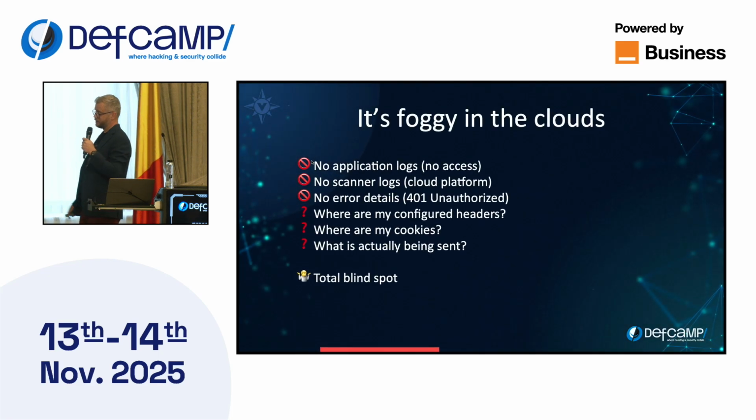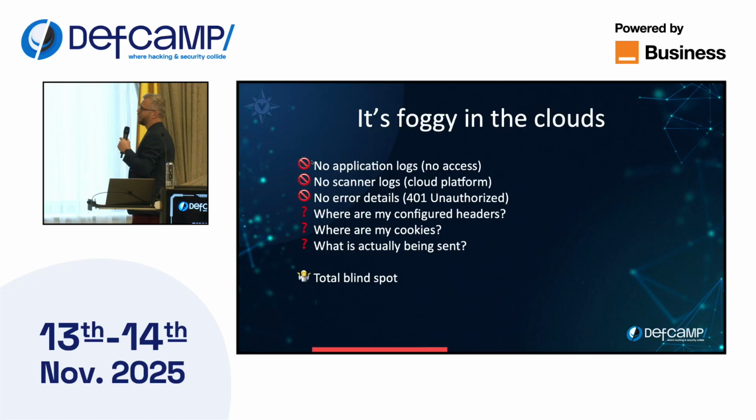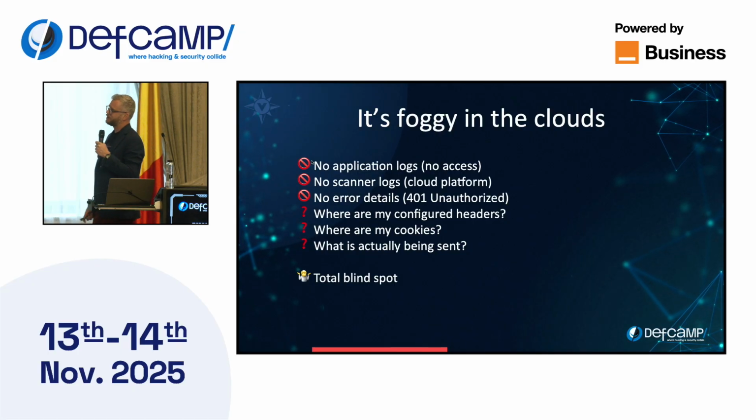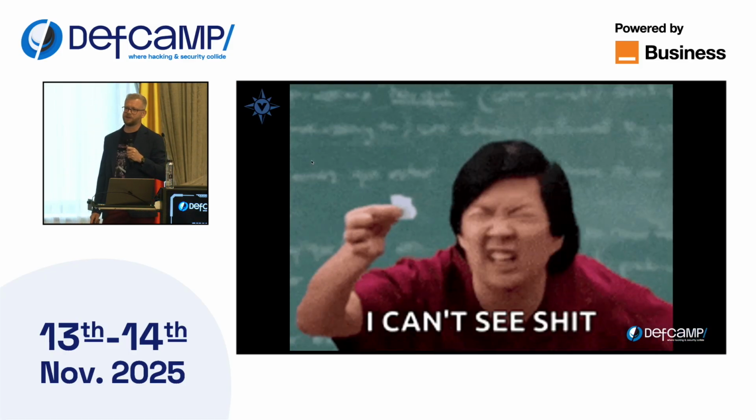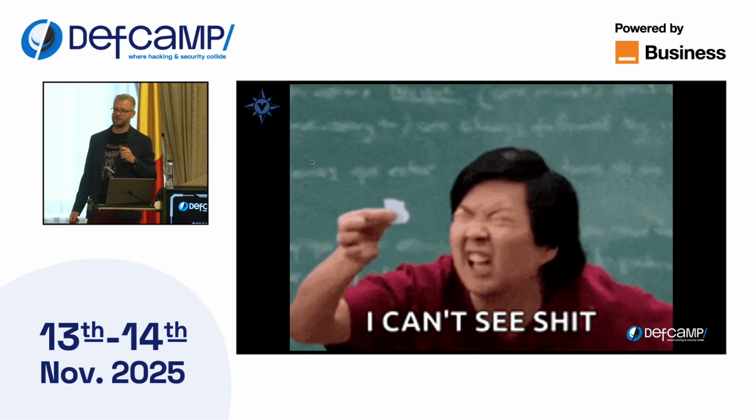So yeah, it's foggy in the clouds. We don't have application logs, no access, no scanner logs because it's a cloud platform, no error details, it's just 401, right? We don't know where my configured headers are, where are my cookies, you know, it's a total blind spot. We can't see anything.